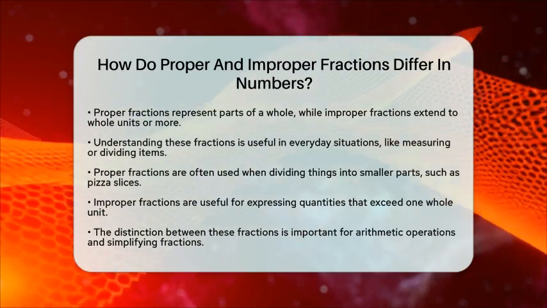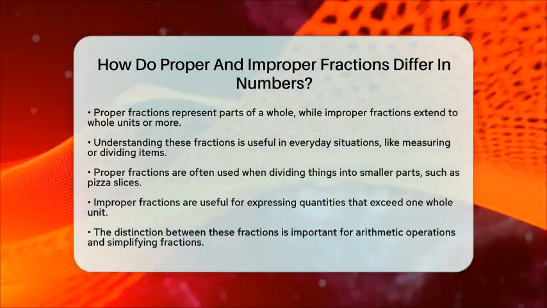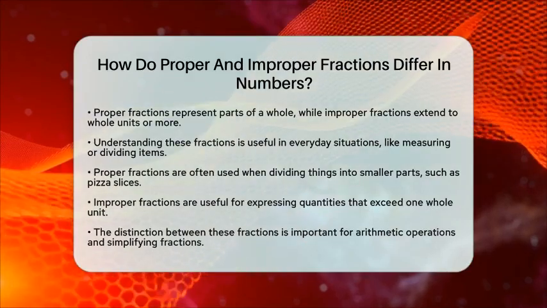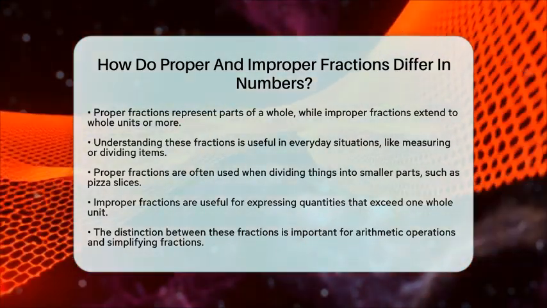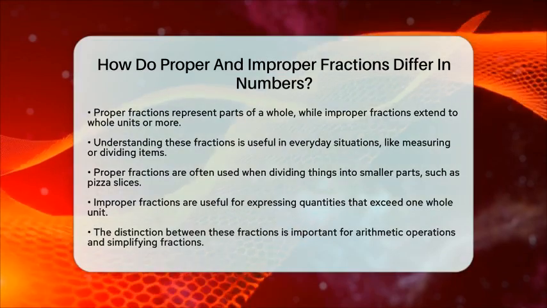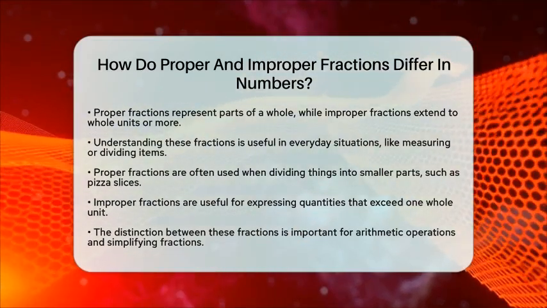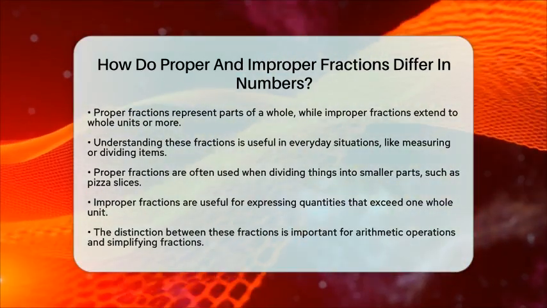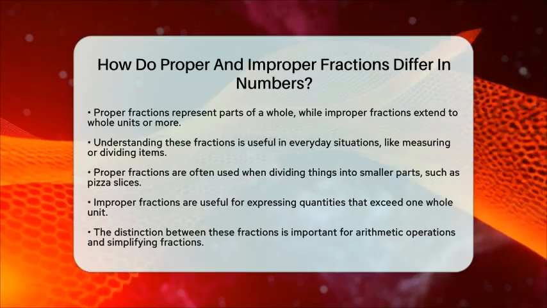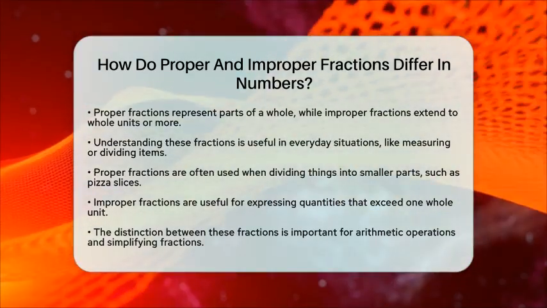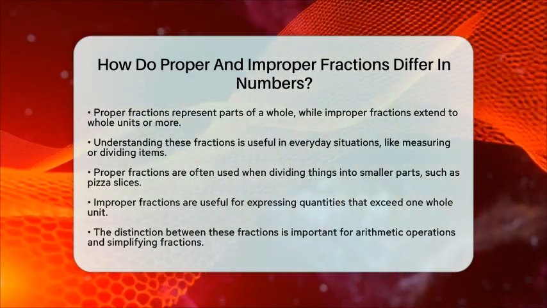So, the main differences between proper and improper fractions lie in the relationship between the numerator and denominator. Proper fractions have a value less than 1, while improper fractions have a value equal to or greater than 1. Understanding these concepts is fundamental in the study of rational numbers and basic number theory.